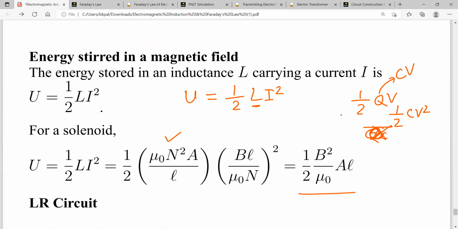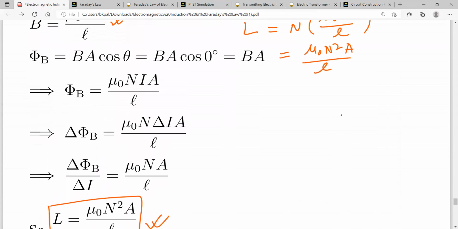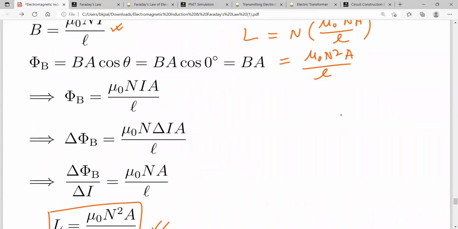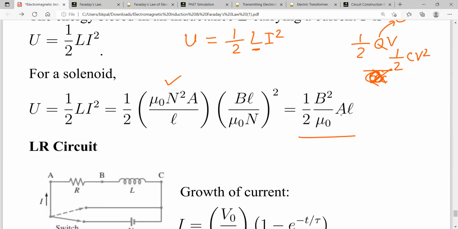If you want to know, let's go back to the last slide. Here you see that there is a relation between B and I. So if you solve this equation for I, you get this equation. Then simplifying these two expressions, you can get this.